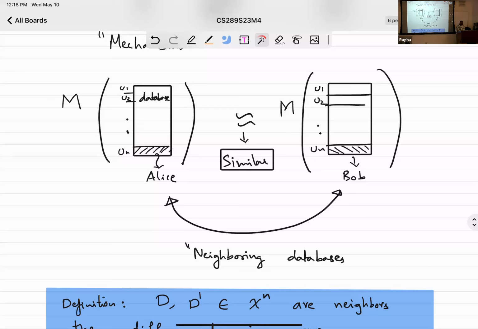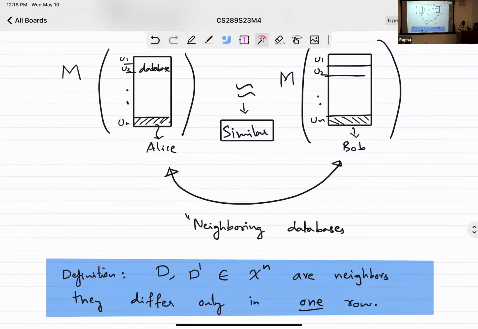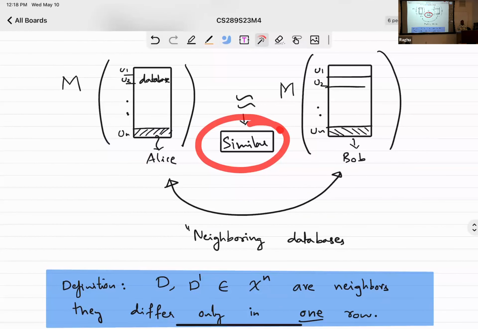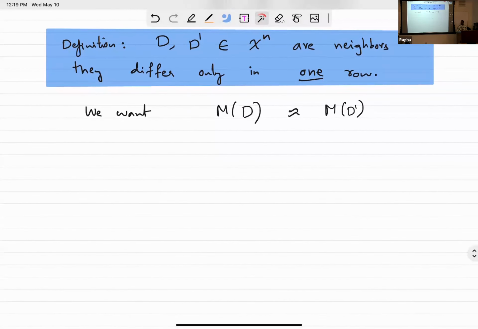So intuitively, what we want is that when I change one user, the answer doesn't change. So for two neighboring databases, M of D is similar to M of D prime. Now, the only thing that's left to do is to define similarity. So what's one way to define similarity? Any suggestions?